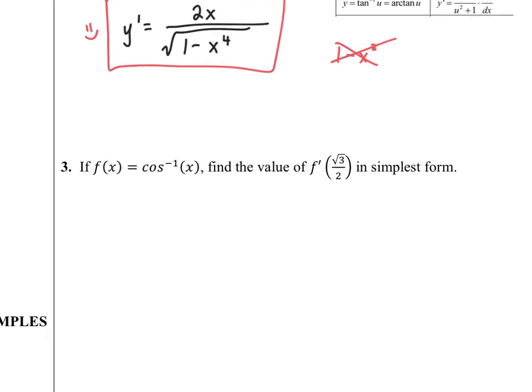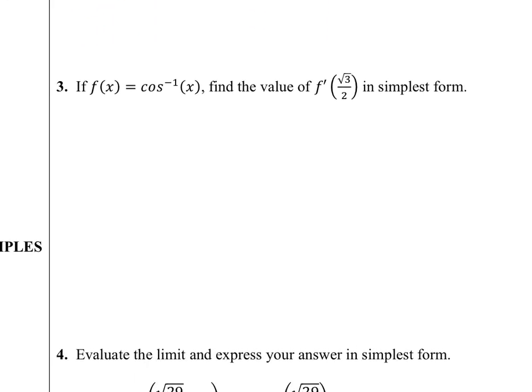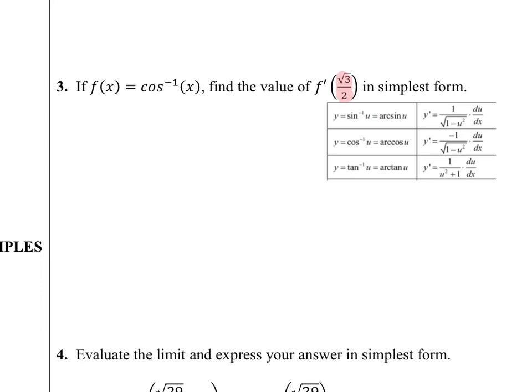Example 3 is going to have us apply the formula and then evaluate at a specific point. So I'm going to start by using the inverse cosine formula. I'm first going to find my f prime of x, and then I'm going to plug in the square root of 3 over 2. So my inverse cosine formula is this one. And my u is just simply that x.